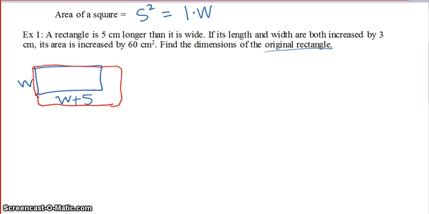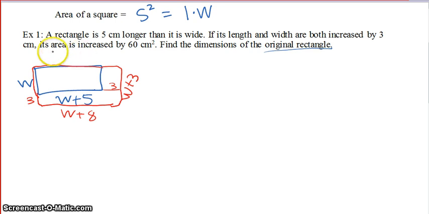It's drawn very poorly, I understand, okay? But now this is 3 more, and then this part right here is 3 more. So my new side lengths are W plus 3, because we added 3 to the width, and then we're adding 3 to this, so 5 plus 3 is 8, so we have W plus 8. So the blue are the dimensions of the blue original rectangle, and the red are the dimensions of the new red rectangle. So that's our first drawing.